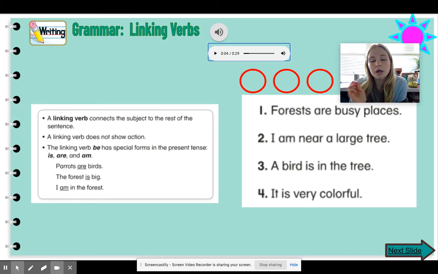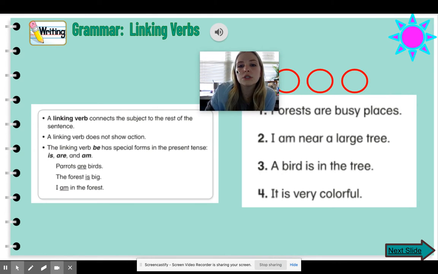Parrots are birds. The linking verb is are. The forest is big. The linking verb is is. I am in the forest. Am is the linking verb because it takes the subject I and connects it to the rest of the sentence.